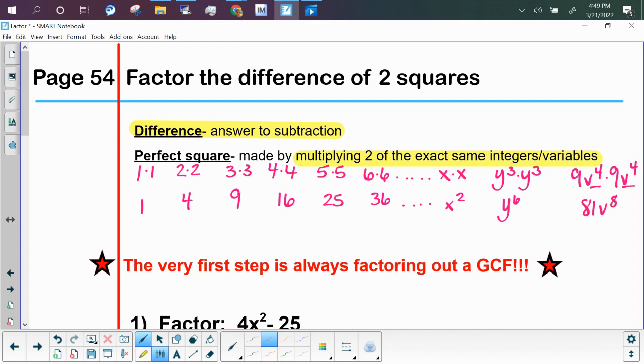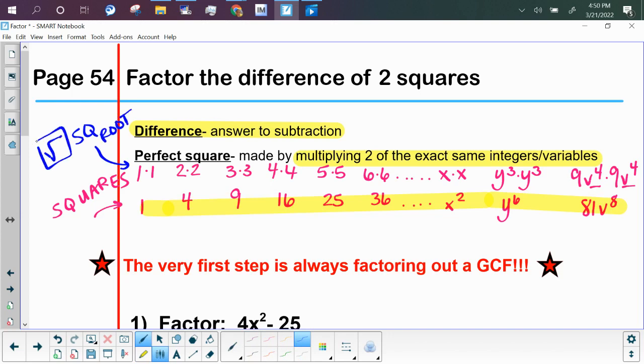There's no way to create a whole list because perfect squares go on forever, but this is a good list to get us started. All of these are called our squares. And right up here, this list up here is called the square roots. So square roots, or sometimes you'll see this symbol on your calculator.